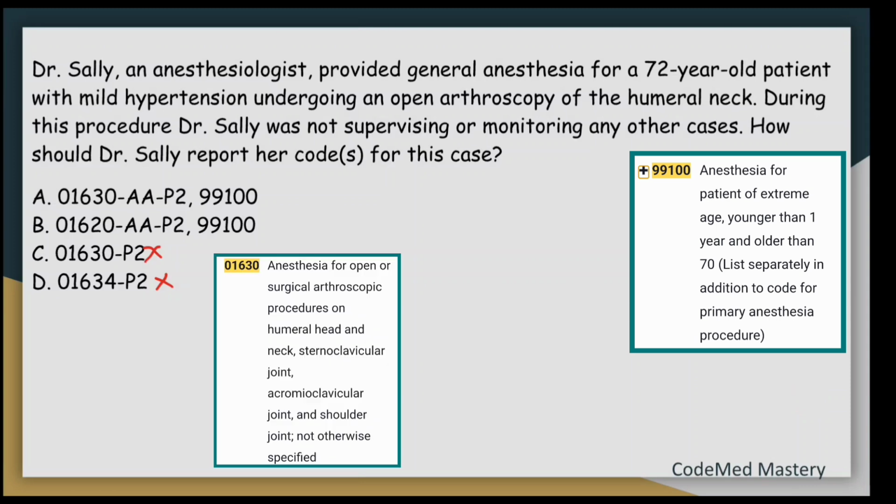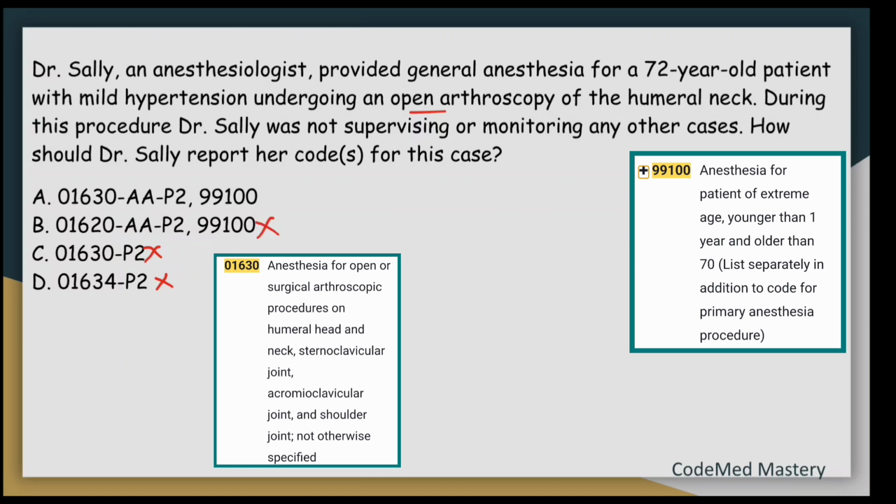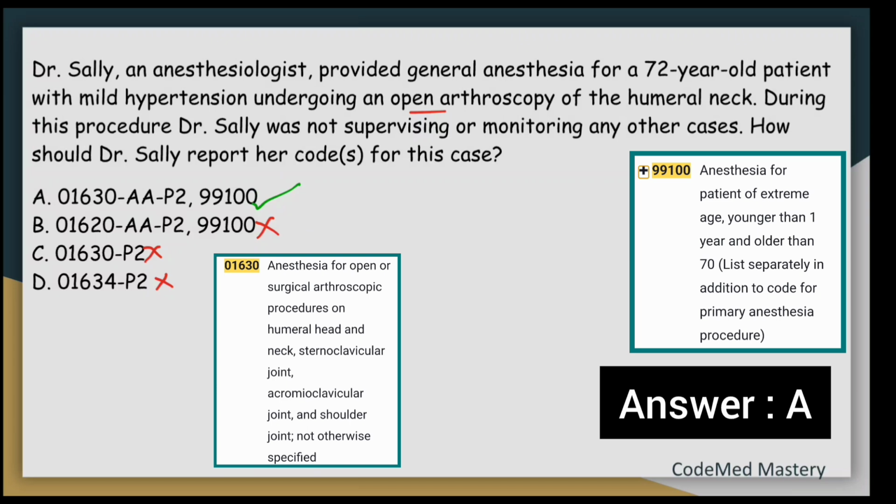01630 is for anesthesia for open or surgical arthroscopic procedures on humeral head and neck, not otherwise specified. And in option B, 01620 is for anesthesia for closed procedures on humeral head and neck. In this scenario, there is open arthroscopy of the humeral neck, right? So, we have to use the code for open procedure, that is 01630. We'll eliminate the code 01620, that is for closed procedure. Therefore, option A is the right answer.